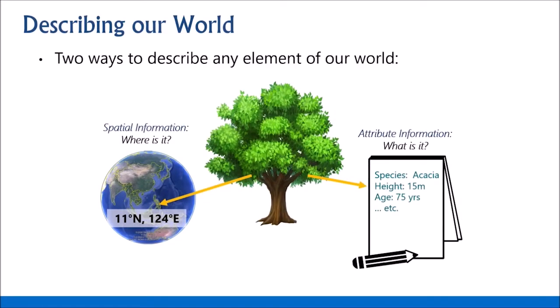Now there are two ways to describe any object in our world. Number one is spatial information or location data. An example of this information is the latitude and longitude coordinates, or the northings and eastings as shown. And number two, attribute or non-spatial information, which further characterizes or describes the object. So you have two sets of data. One is spatial information and the other one is non-spatial or attribute information.